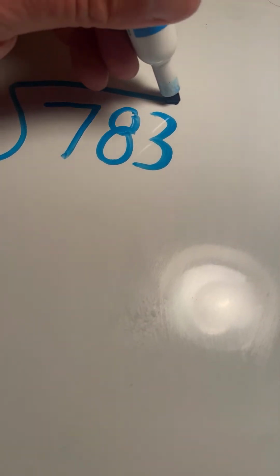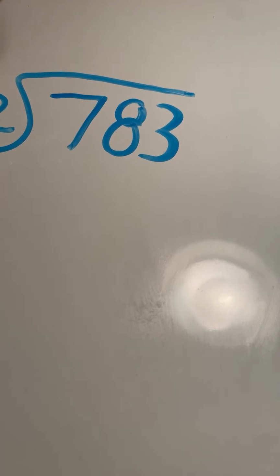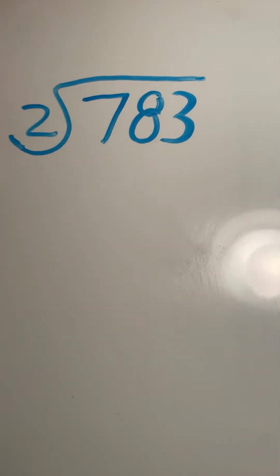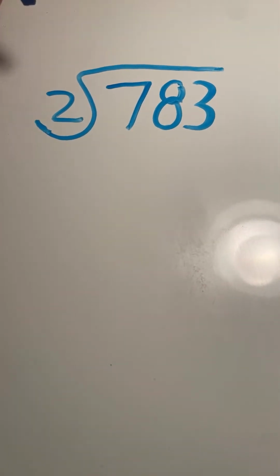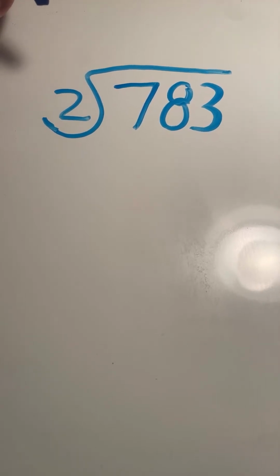So the skip counting is for if you're not able to do the division in your head. But if you are able to fluently divide numbers, it actually makes it a lot faster. So for the next problem, 783 divided by 2. I'm going to actually solve these next 2 problems without skip counting.